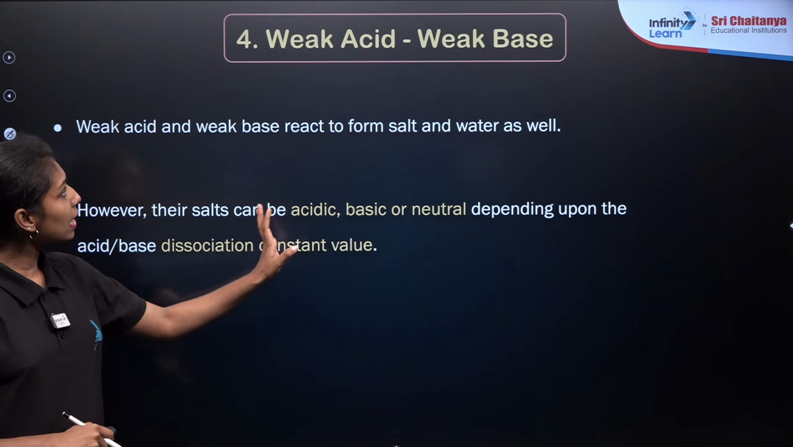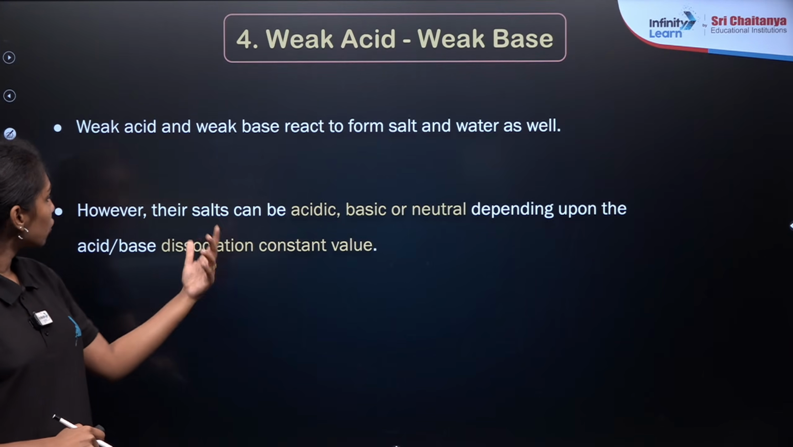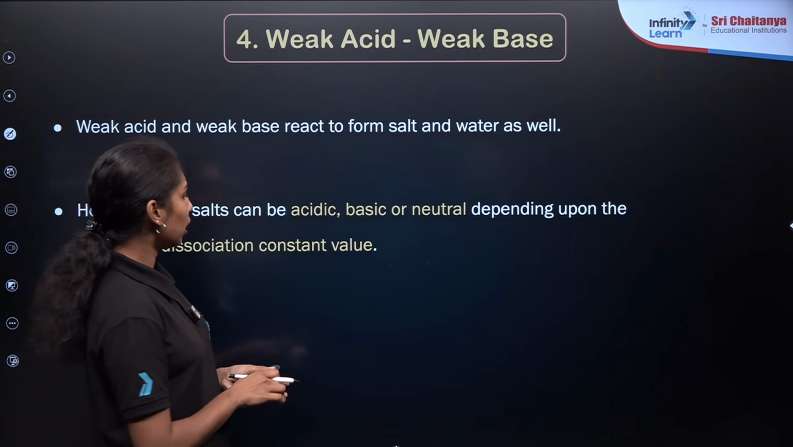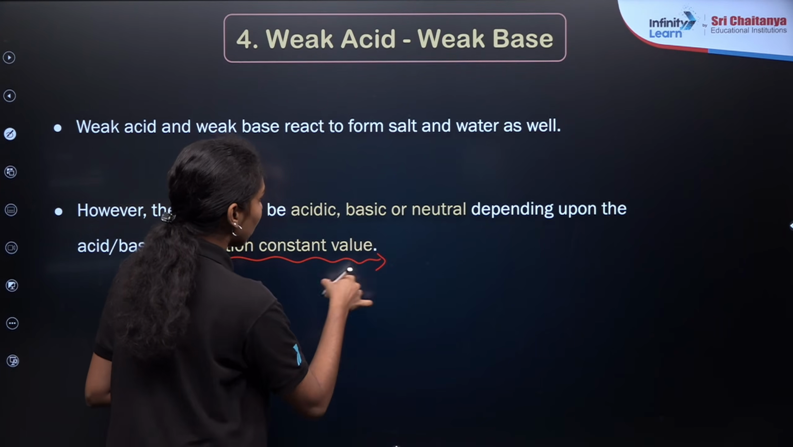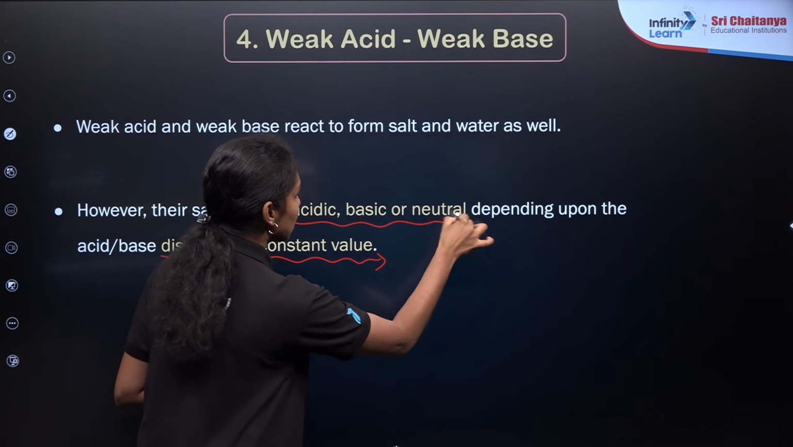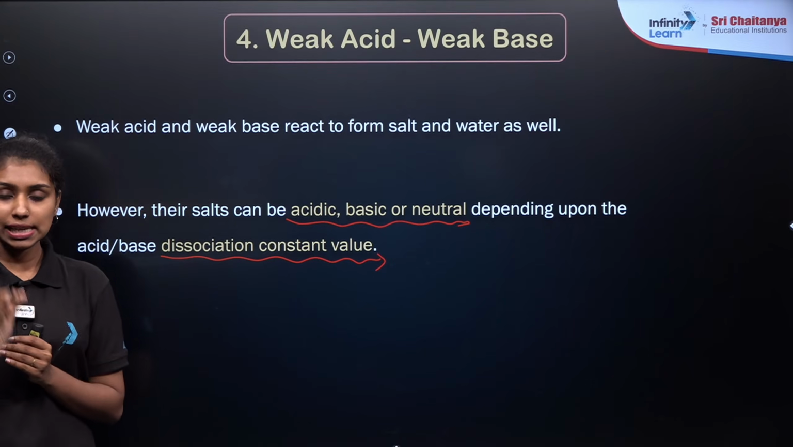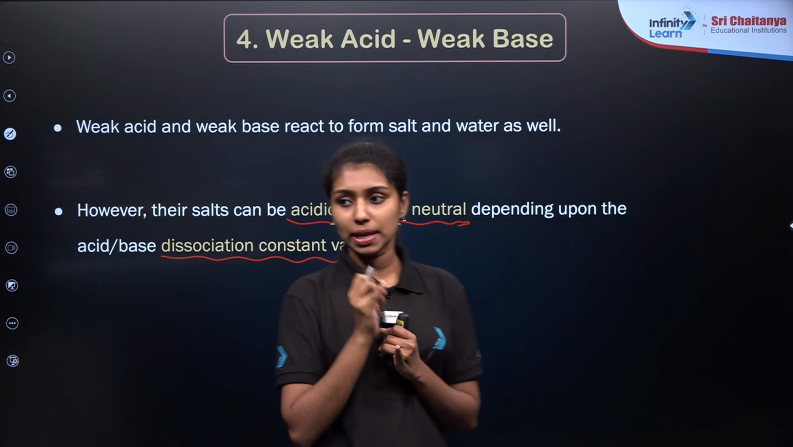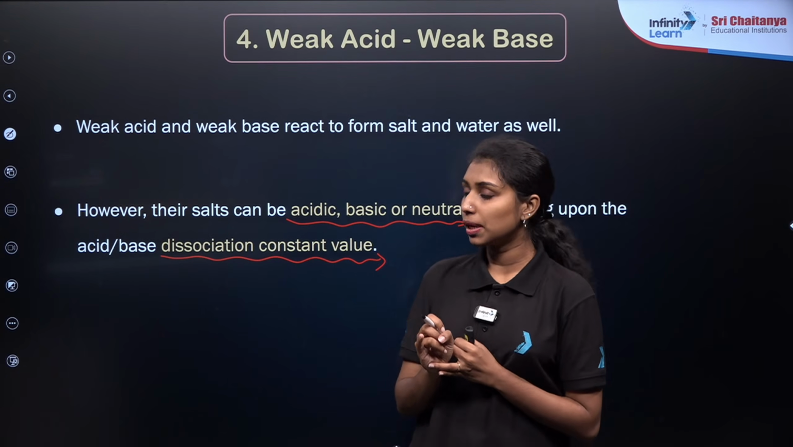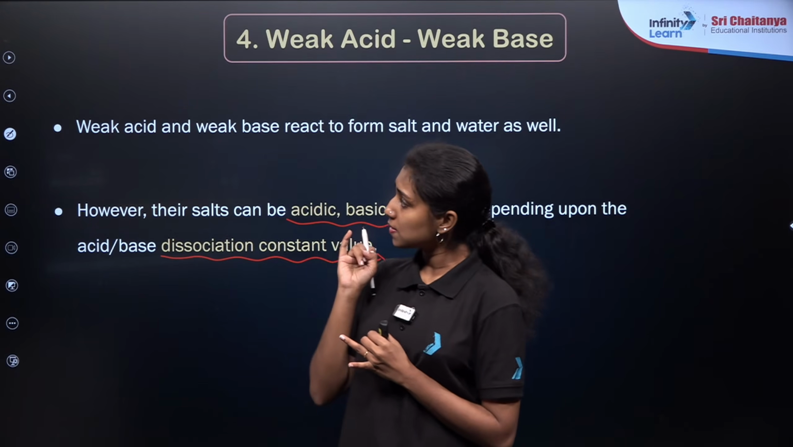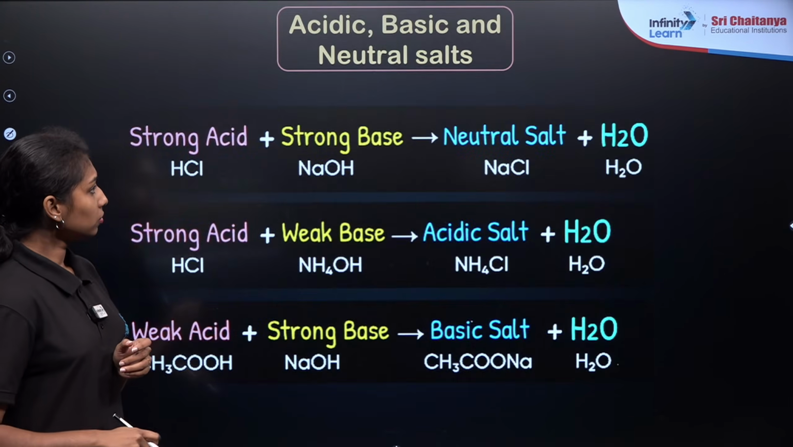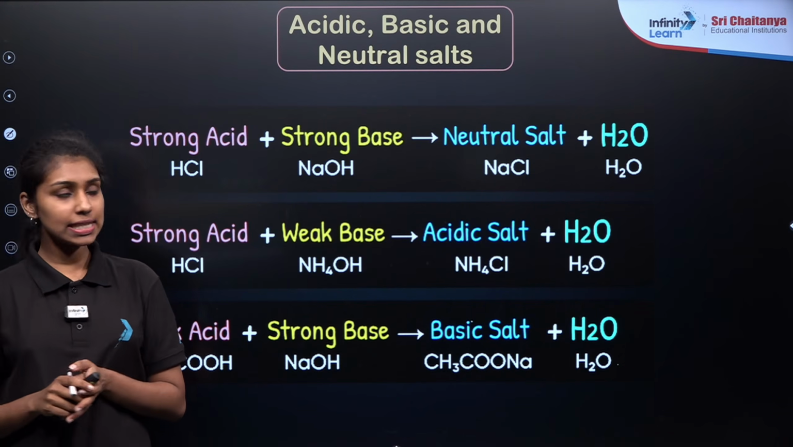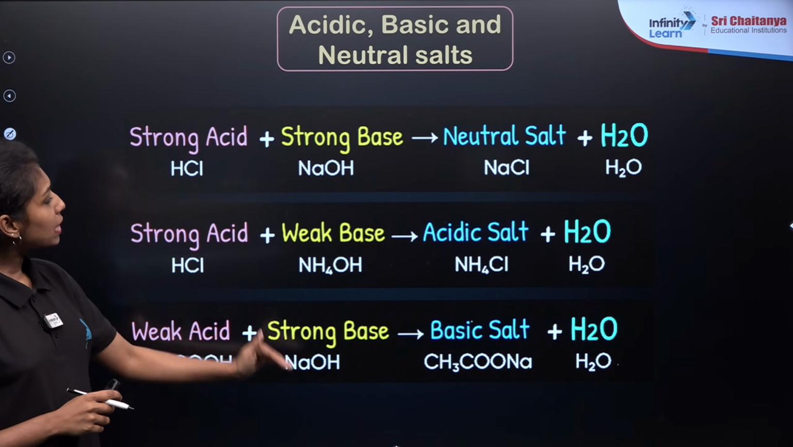The last case is the case of weak acid and weak base. So it will be forming either acidic, basic or neutral depending upon the dissociation constant value. Once we discuss the Ka value in detail in the grade 11 chapter, we will get an idea about that, right? So in general, we need to focus on the strong acid and strong base concept, the weak acid and strong base concept, and the strong acid and weak base concept, right?